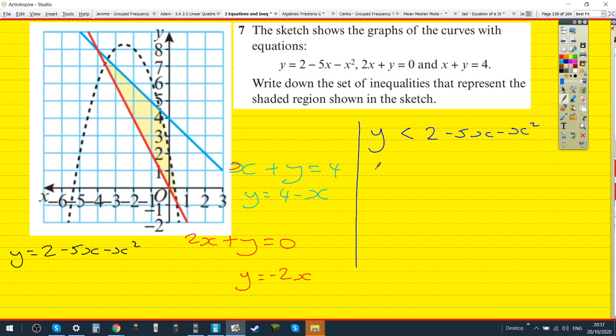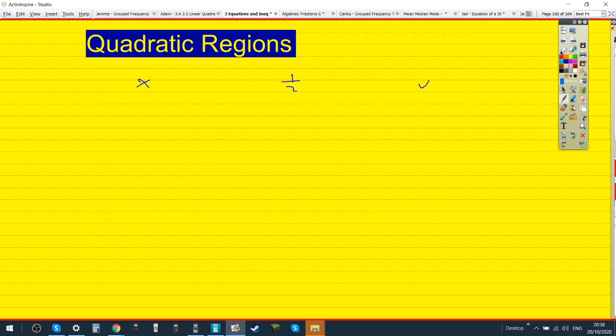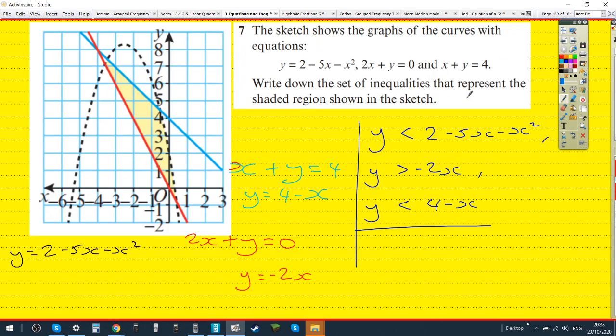So it'd be y is greater than minus 2x. And then the other one would be y is less than 4 minus x. Yeah. And actually, I just realized maybe we didn't need to rearrange it. Maybe we could have just said 2x plus y is greater than 0 and x plus y is less than 4. I don't have the answer, but yeah, that would have worked as well.